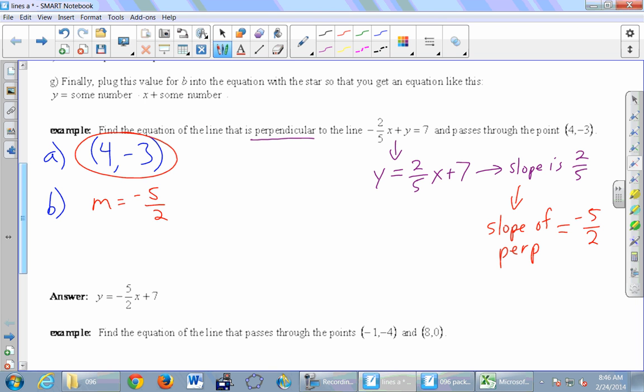And that's what I mean when I say usually finding the slope requires some work. Sometimes it's given to you, but most of the time you've got to do something to get it.